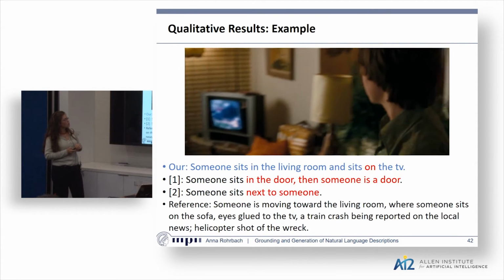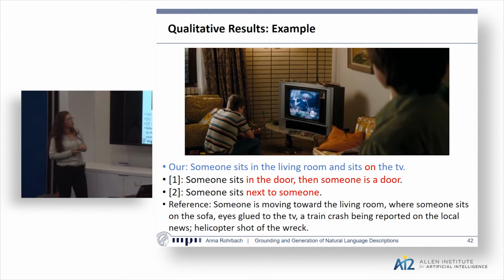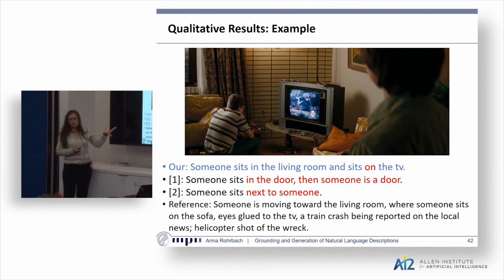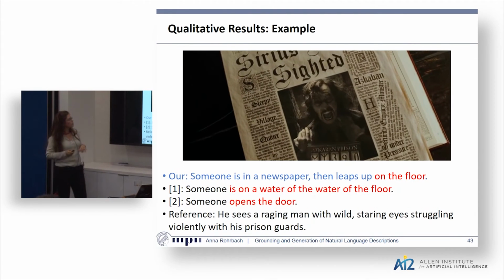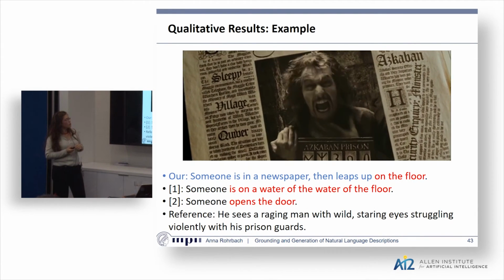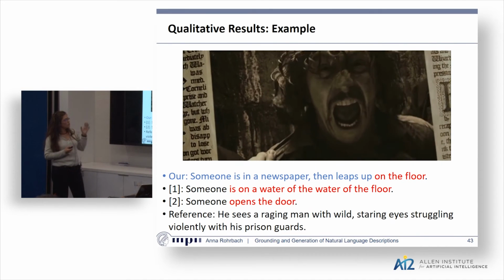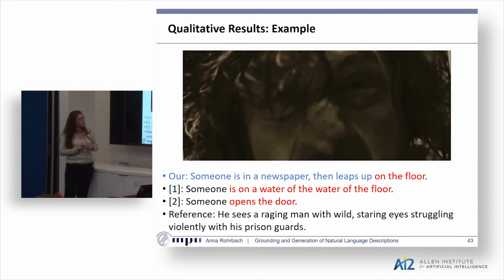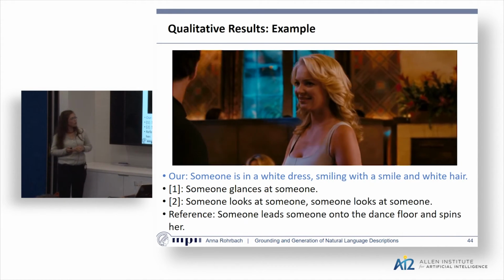Someone falls to the ground, while the other two actually say some incorrect descriptions. In this case, someone sits in the living room and sits on the TV. You might notice that the reference is really long. It comes from the movie script, so it mentions a lot of stuff. Someone is in the newspaper, then leaps up on the floor, impressively recognizing the newspaper, and makes some kind of minor error in the end.